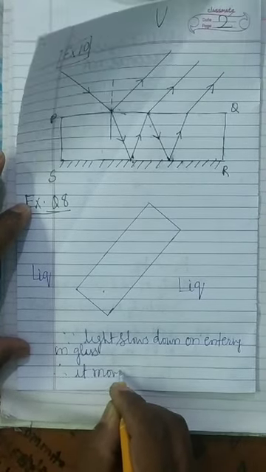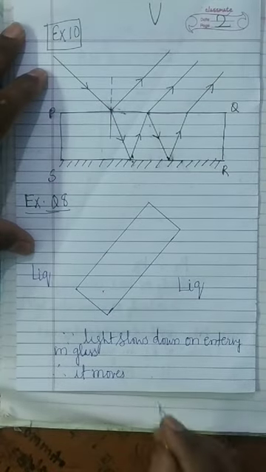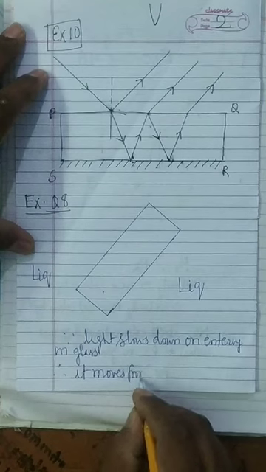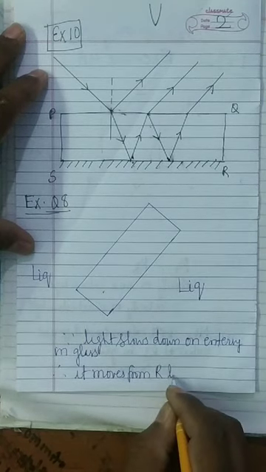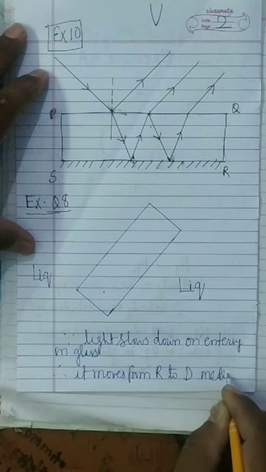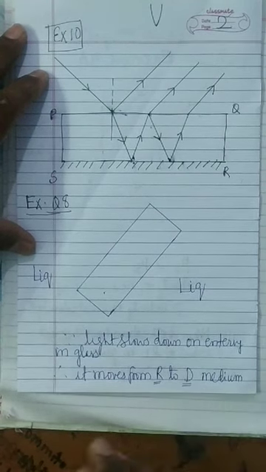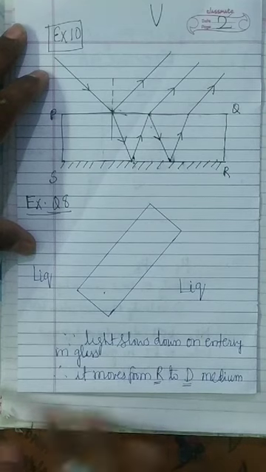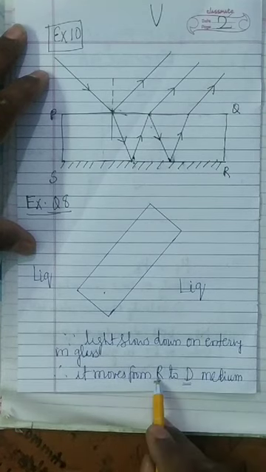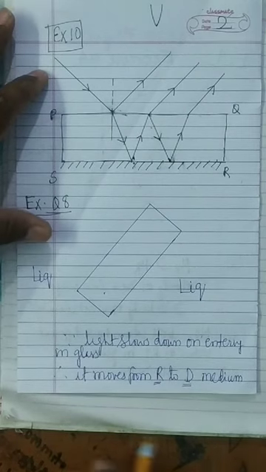You have to write, because how will you know that it is moving from rarer to the denser? Therefore it moves from rarer to denser medium. It's clear? You don't use these short forms, R and D. Here I have written, but you don't write in your board exam. Rarer, denser. You will write full. It is clear? So it moves from rarer to the denser medium.